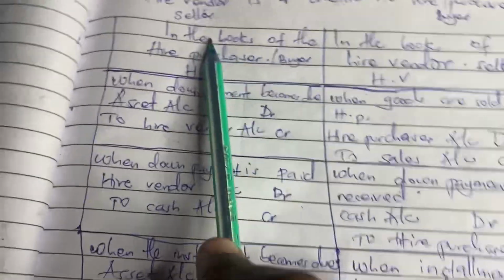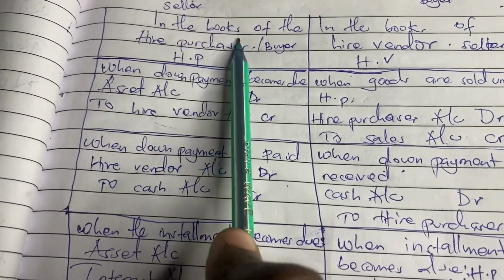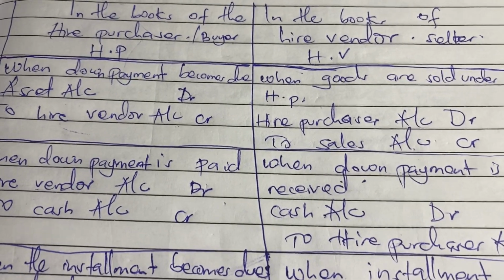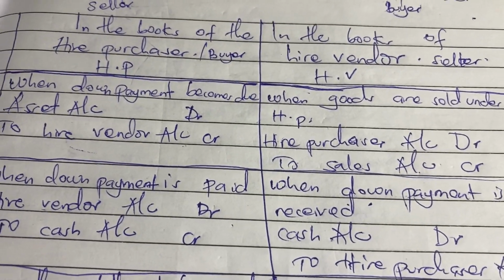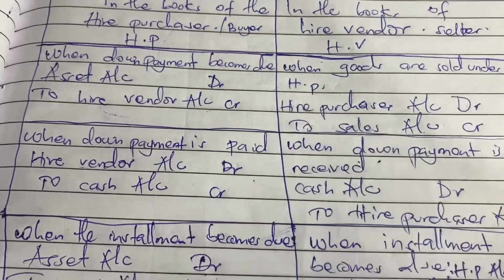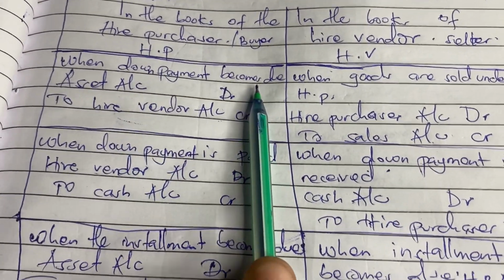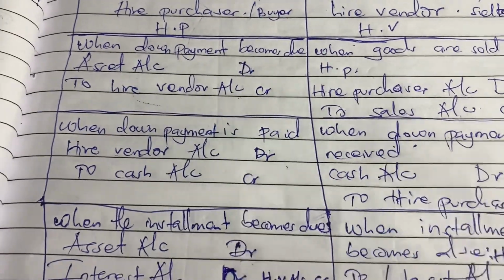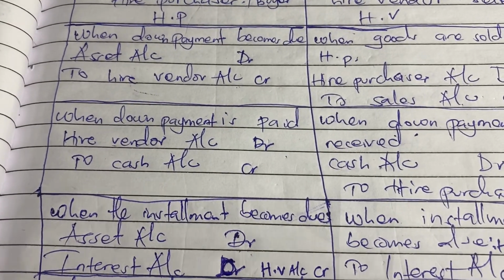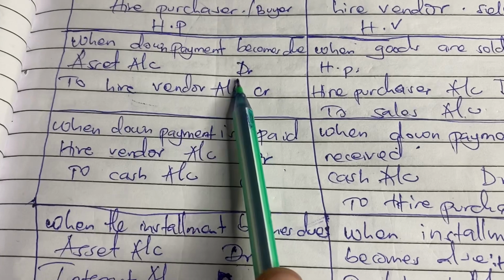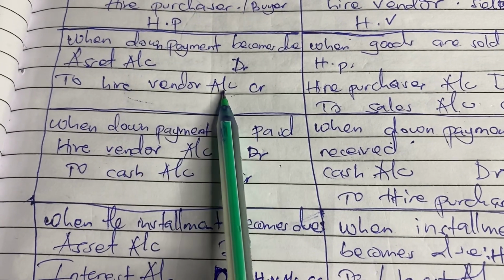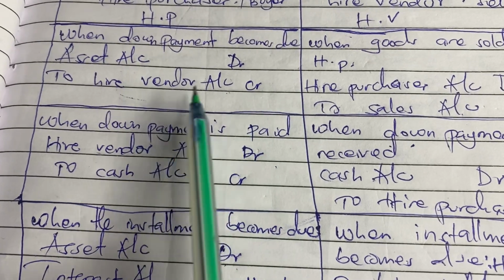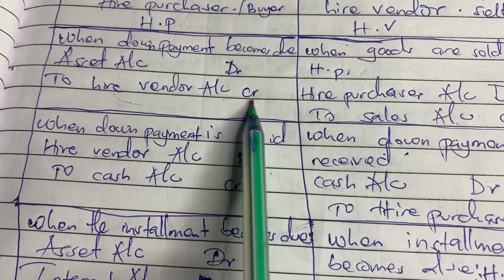So we have the accounting entries in the books of the hire purchaser, who is the buyer, and the accounting entries in the books of the hire vendor, who is the seller. So these are the accounting entries that we have. When a down payment becomes due, you debit the asset account. Since you're buying the asset, you're paying for the asset, debit the asset account and then credit the hire vendor account.